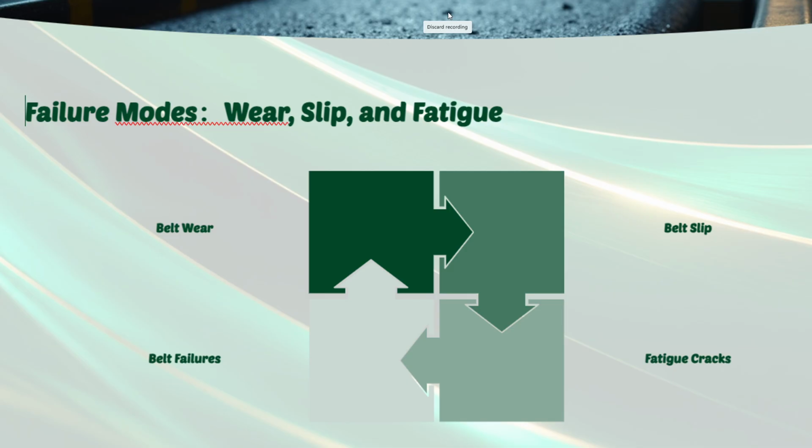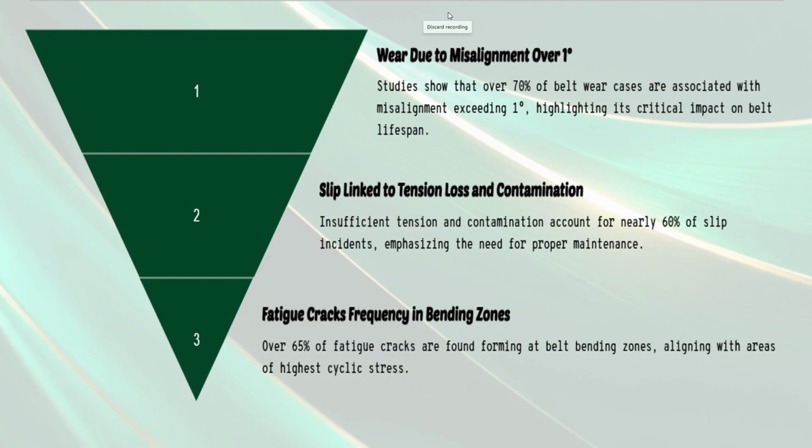When proper maintenance is neglected, the system will inevitably experience specific failure modes, categorized by wear, slip, and fatigue. The absolute leading cause of premature belt wear is mechanical misalignment. Industry studies show that over 70% of all premature belt wear cases are directly linked to a structural misalignment exceeding a tiny 1-degree angle, highlighting just how sensitive these systems are to poor installation.